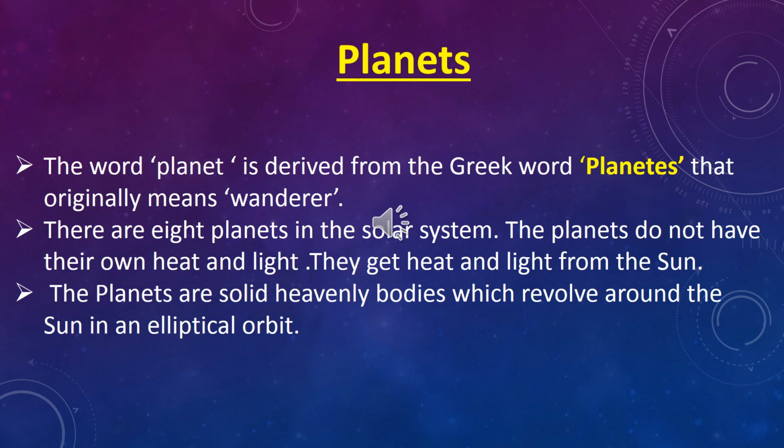There are 8 planets in the solar system. The planets are solid heavenly bodies which revolve around the Sun in an elliptical orbit, as I already told you.